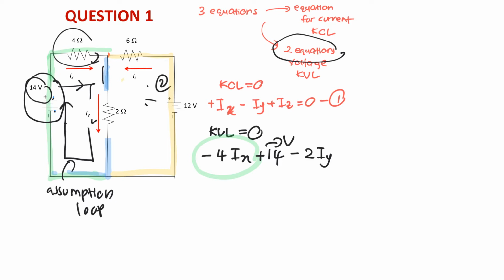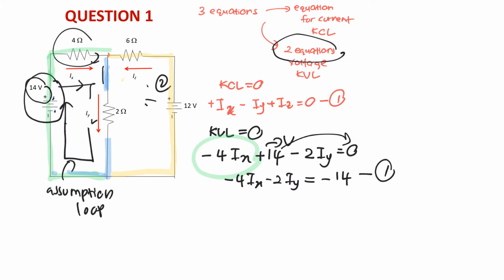Is there any resistor anymore? Double check everything. Equals to 0. Okay, so just rearrange. You are going to get negative 4Ix minus 2Iy. Transfer this thing to here, then you are going to get negative 14. So this is going to be your first equation.